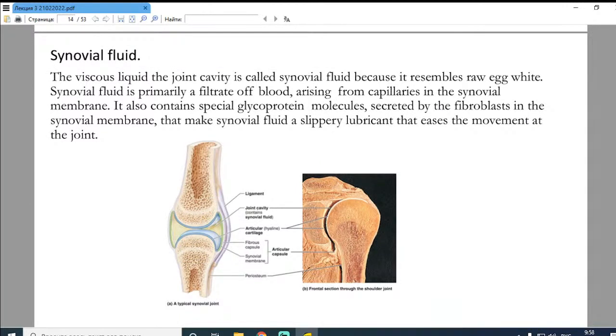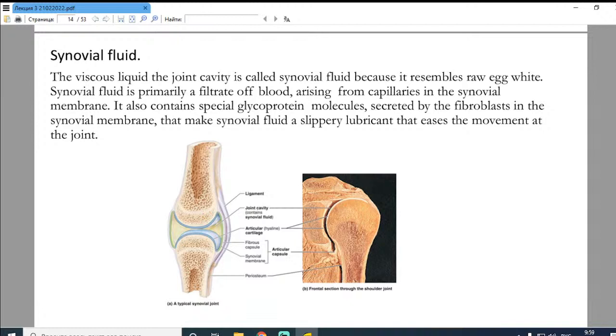Synovial fluid. The viscous liquid in the joint cavity is called synovial fluid because it resembles raw egg white. Synovial fluid is primarily a filtrate of blood arising from capillaries in the synovial membrane.